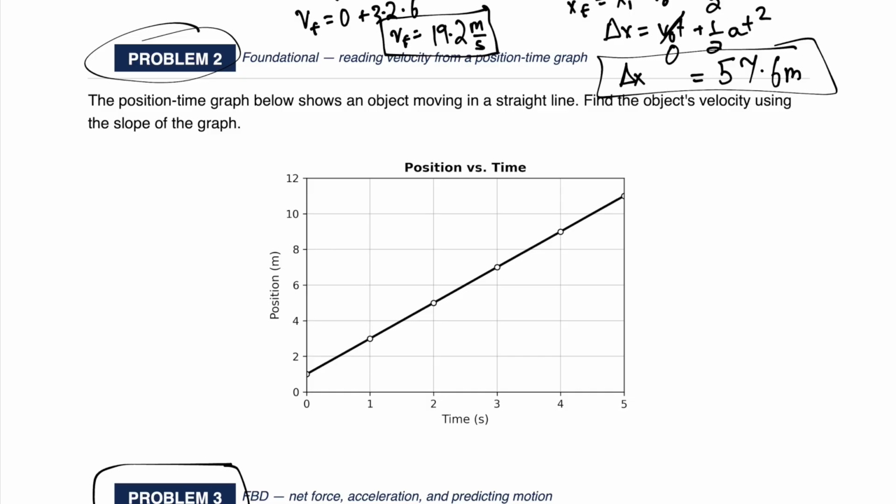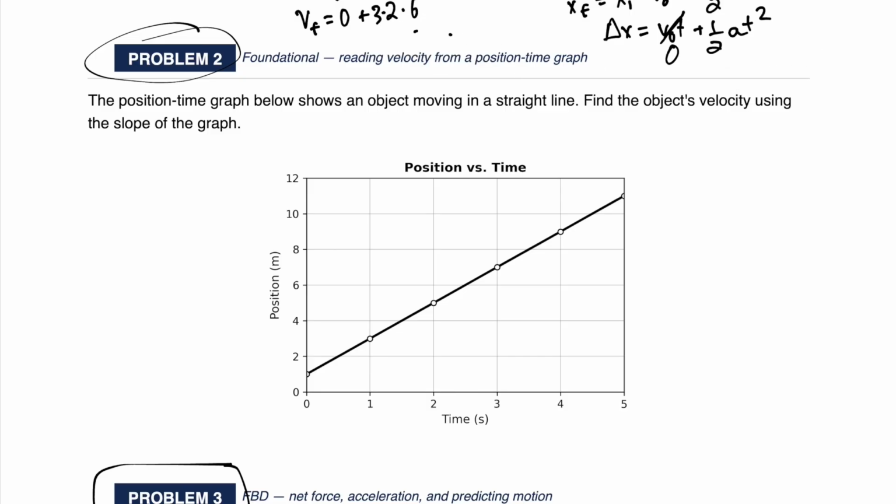Right, so now let me erase this so it's a bit easier to see. Let's go over reading velocity from a position-time graph. The position-time graph below shows an object moving in a straight line. Find the object's velocity using the slope of the graph. Well, you remember that the slope of a position-time graph is what quantity? Velocity, right? Because it comes out to be meters per second.